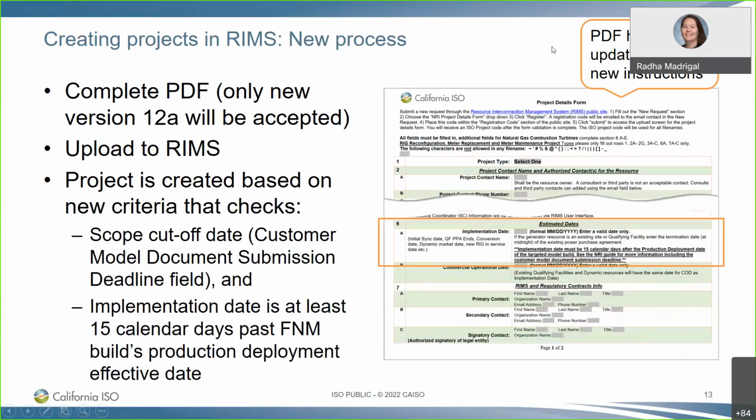So the new process is to complete the project details form. Again, version 12A will be the only one that is accepted once these changes are implemented into production. I have a picture of the new project details form on the right. You will see that we have made some changes in the description when it talks about implementation date as a reminder about the new dates and how that is going to be structured.